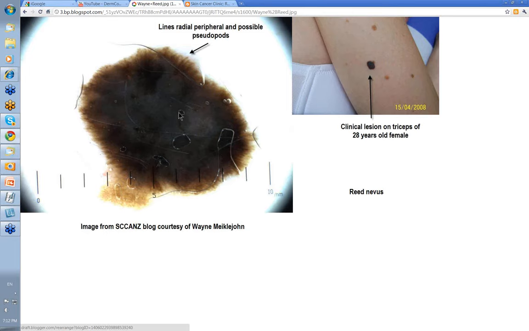Occasionally, you can use some tape stripping, just sellotape stripping on these, and lift off any black lamellae that are there. And sometimes you'll in fact see a lines reticular network underlying this. But anyway, 28-year-old female, lesion like this comes off, and it was a reed nevus. It wasn't a melanoma. Usually in a melanoma, you'll have asymmetrical lines radial peripheral, and asymmetrical pseudopods as well, rather than it involving the whole of the periphery of this particular lesion as it does.